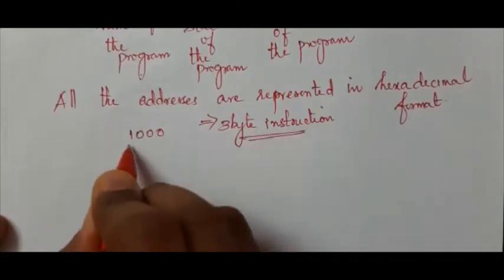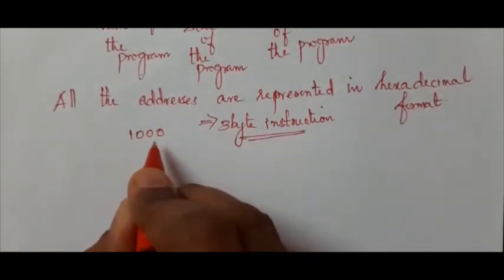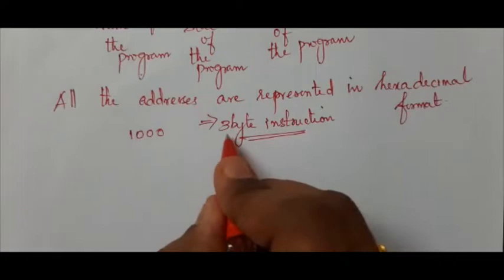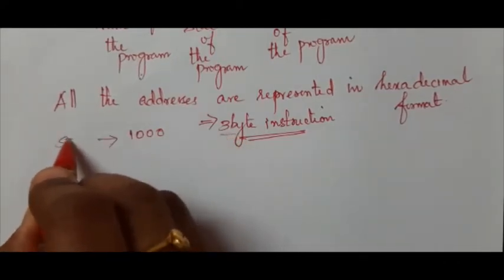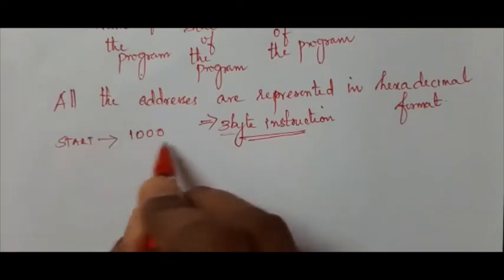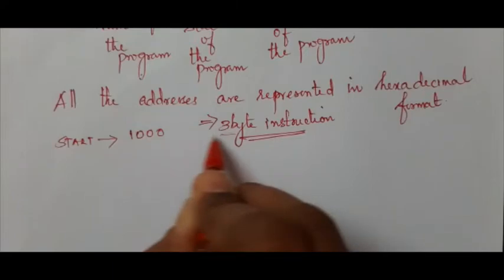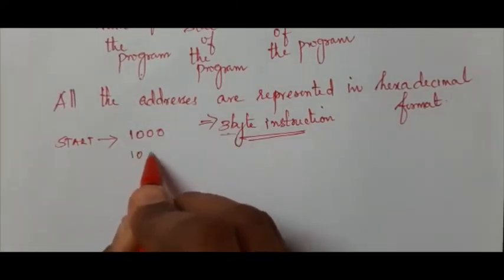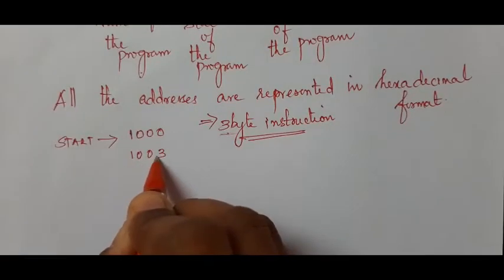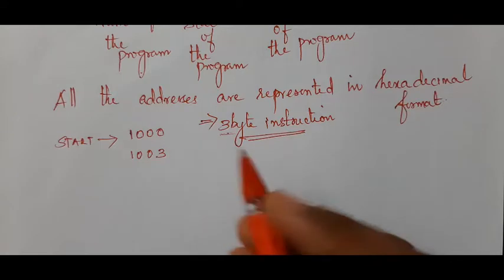Okay, so each instruction has 3 bytes. The starting of the program is at the address 1000. If the first instruction uses 3 bytes, the second instruction starts at which location? 1003. How is it calculated?